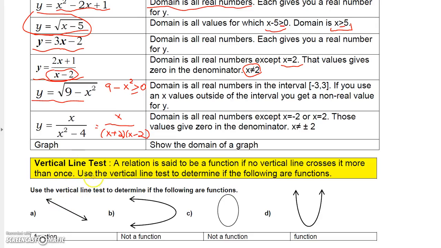Okay, this last one here, y equals x over x squared minus 4, can be rewritten as x over (x plus 2)(x minus 2). And you can easily see that if x is negative 2, this is going to be undefined, or if x is 2, this is going to be undefined, because it will make your denominator equal 0. So therefore, the domain includes all real numbers except plus or minus 2.